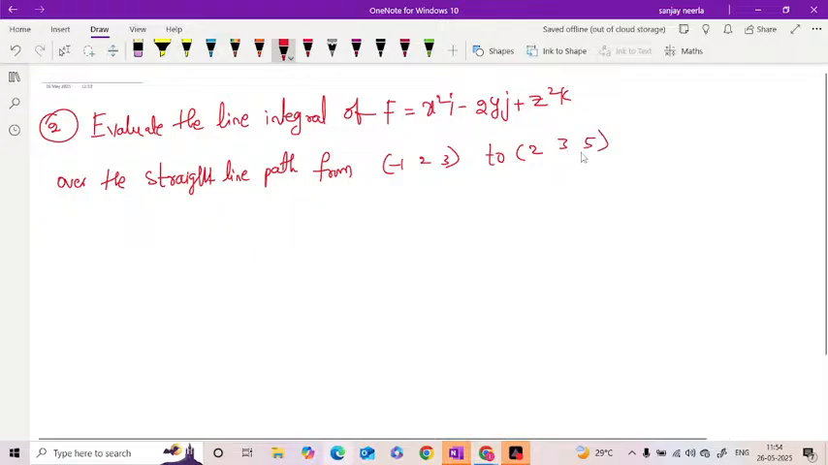Now, in the previous one they have given the parametric form, that means the x and y values, but here it is not given, only the function is given. Now you have to find the parametric form. Just find the parametric form. Here we can easily find the parametric form of this straight line path. Anybody, how can you find the straight line path in parametric form? Straight line equation. What is the straight line equation?